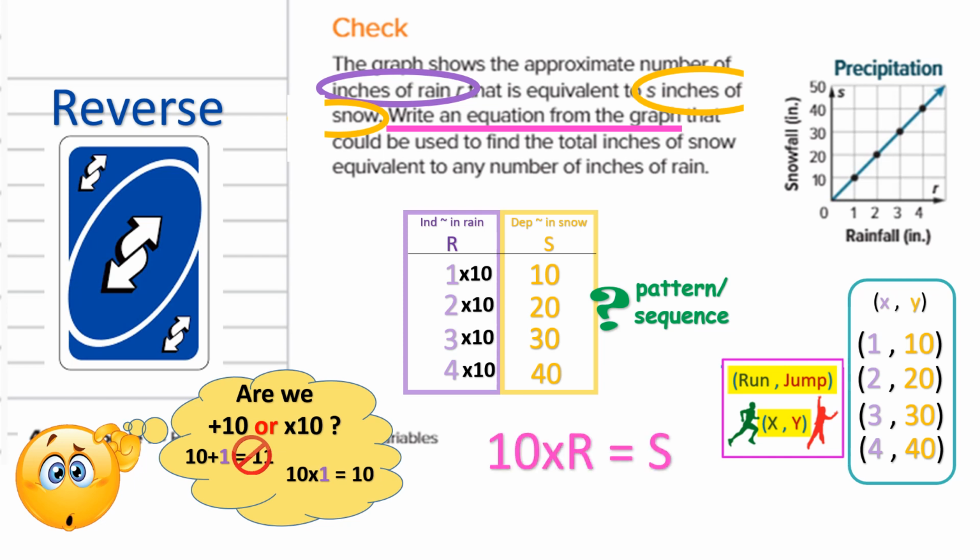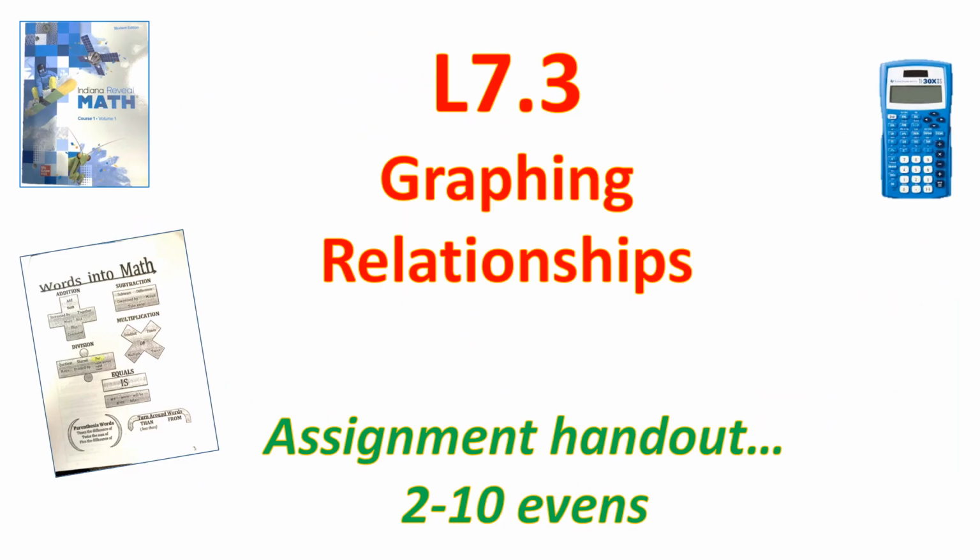So what we are saying is for every inch of rain, no matter how many inches of rain I get, I'm going to end up with 10 times that amount in inches of snow. So I can write my equation either as 10R equals S or 10 times R equals S, because they're both the same answer. All right, so it's just taking the information and either being able to plot it on the graph or going from the graph and creating my equation.